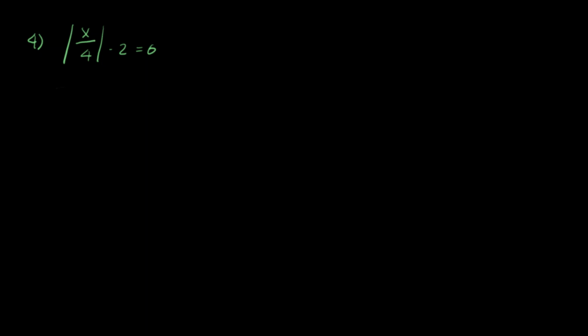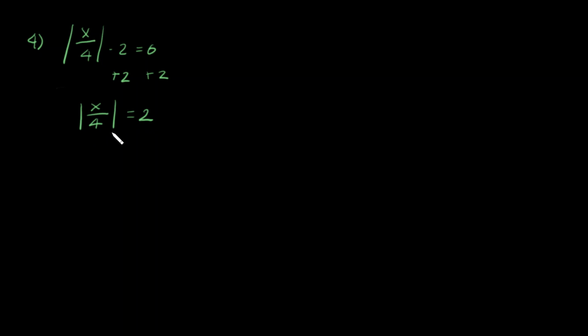Hi guys, let's go ahead and do number 4 of the independent practice in solving absolute value equations. So the first thing we need to do is isolate the absolute value right here. So we're going to add 2 to both sides. This, so we get the absolute value of x divided by 4 equals 2.